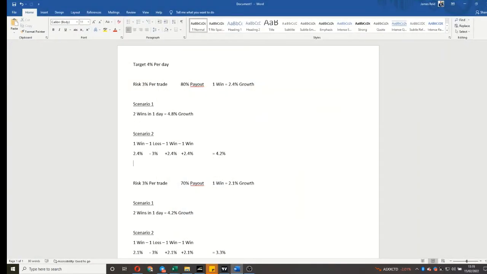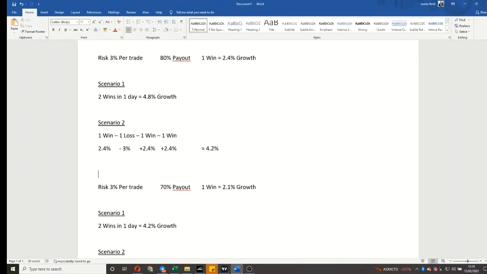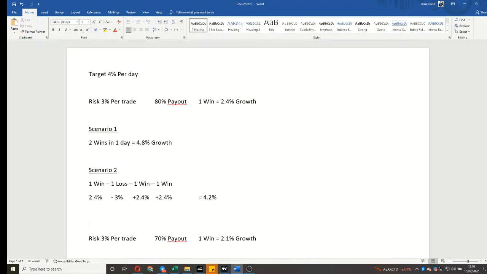This is where, if you're not good at maths, then that's fine. You can trust what I'm writing on the screen. If you are good at maths, you're more than welcome to follow along. Again, our goal is 4% growth every single day. That's our target, as we said earlier.